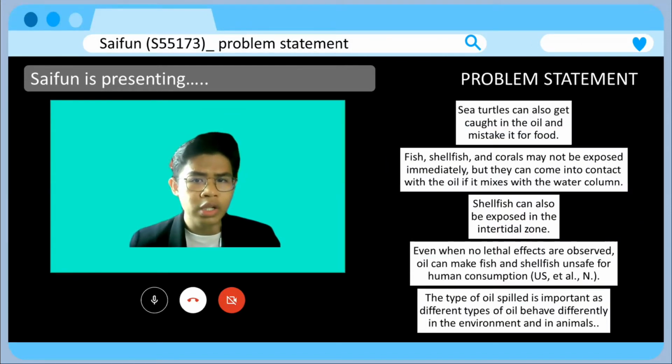The type of oil spill is important as different types behave differently in the environment. Animals, fish, shellfish, and coral may not be exposed immediately, but they come into contact with the oil if it is mixed with the water column. Even when the latter effects are observed, oil can make fish unsafe for human consumption.